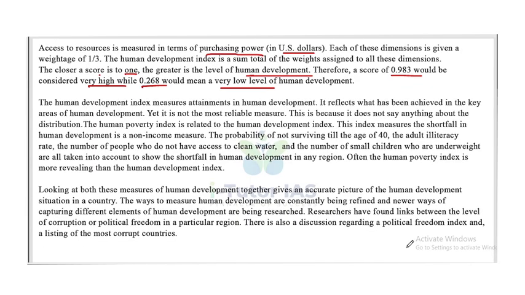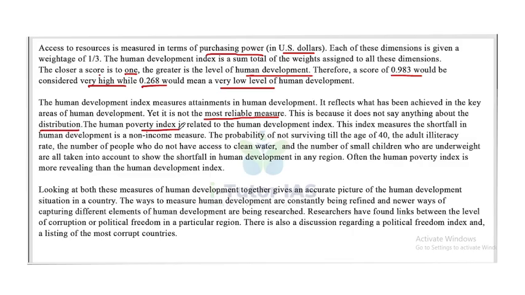The Human Development Index measures attainments in human development. It reflects what has been achieved in the key areas of human development. Yet, it is not the most reliable measure. Why? Because it does not say anything about the distribution.